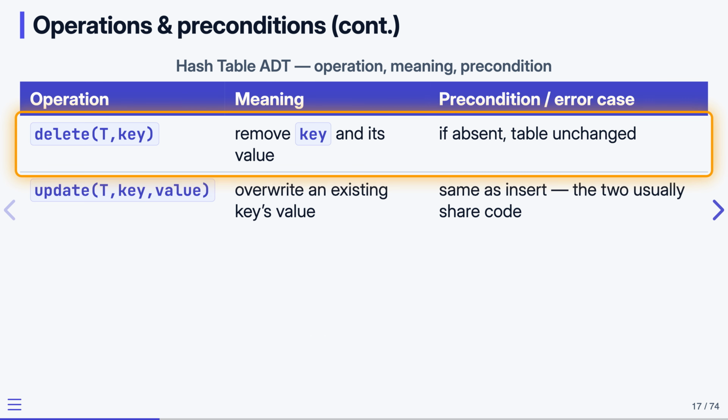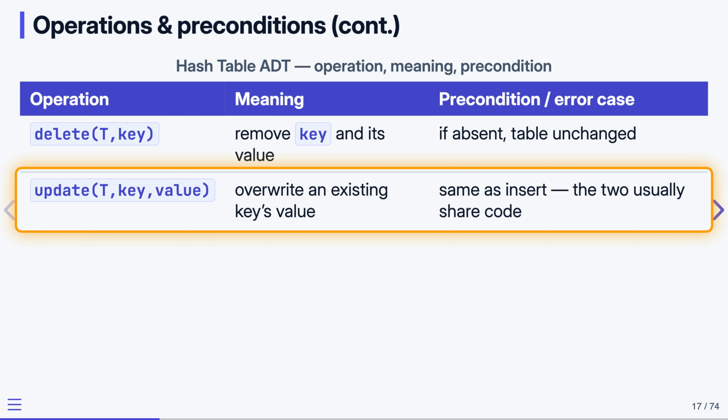Two more operations. Delete(T, key) removes the key and its value. If the key is absent, the table is simply left unchanged. No error. Update(T, key, value) overwrites an existing key's value. That is the same work as insert, so in practice, the two usually share one piece of code.